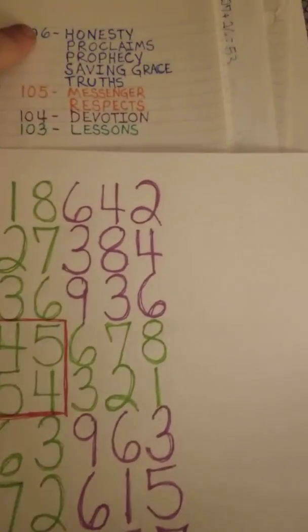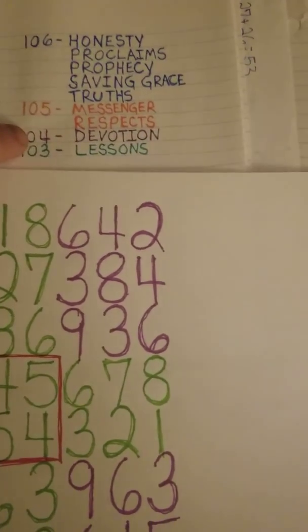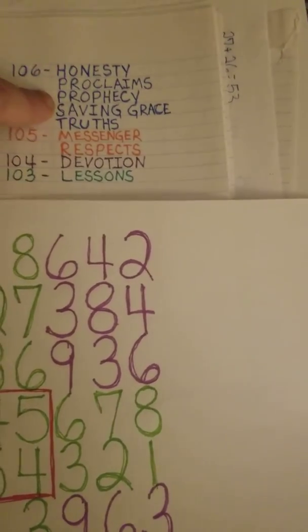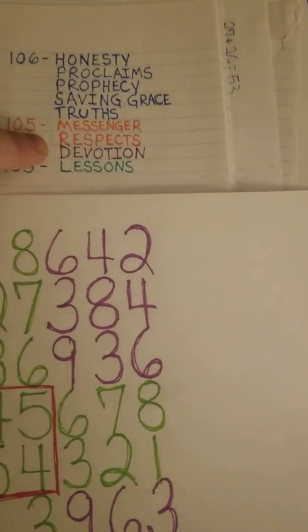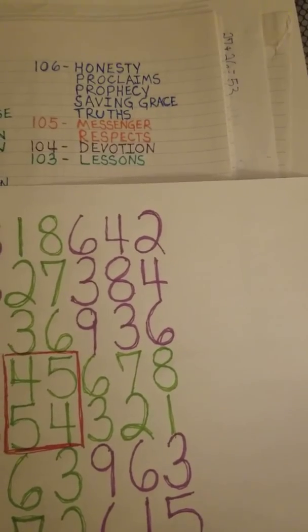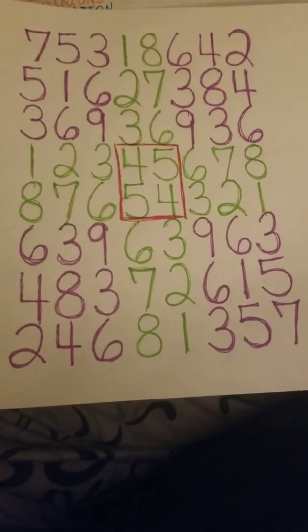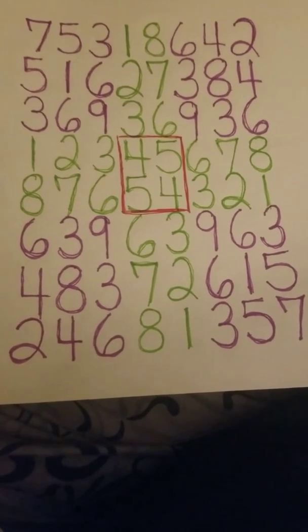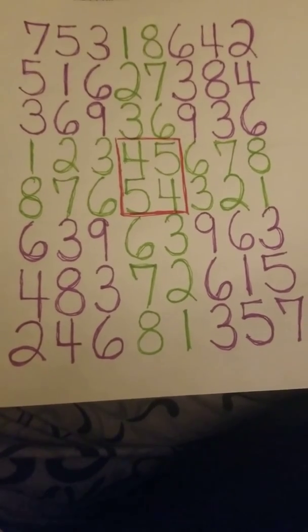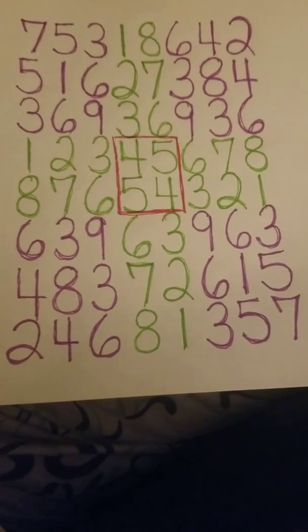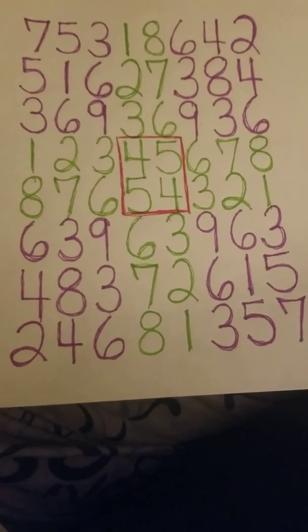Just for instance here, 106, 105, 104, 103. So it's like a run. Honesty, proclaims, prophecy, saving grace, truth, messenger respects, devotion, lessons. It's like it talks to you. It's truly divine. Put in the work, guys. You really want to speak to the divine. You really want to know what the divine is thinking. Try this stuff. I'm telling you, and approach it with an honest heart, because that's what it's about. It's about building a relationship with the divine.